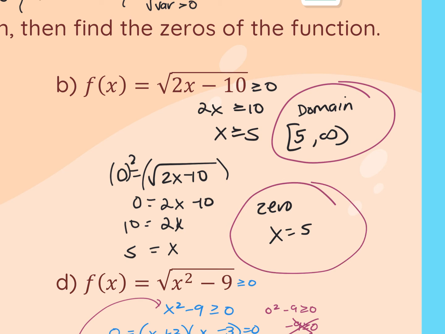Questions on that one? Yeah. You don't really have to square both sides. It's going to be 0 anyways. Right.